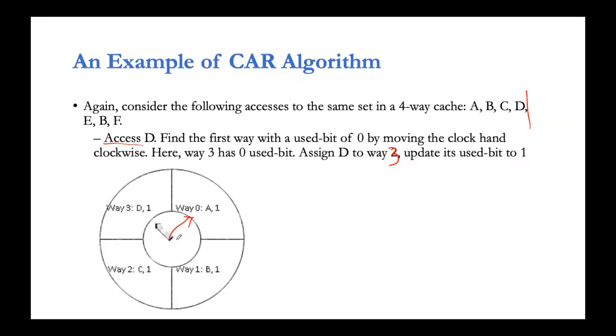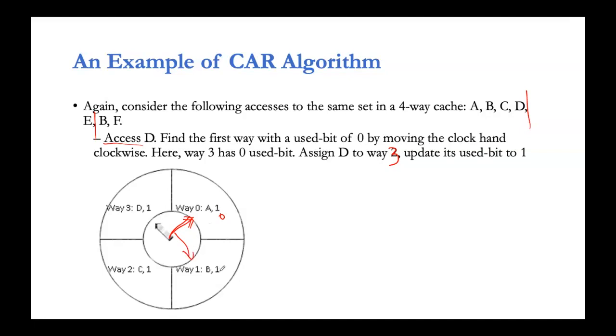The most important point in the CAR algorithm is that when the handle reaches way 0 again, and anything is accessed that is not there in the cache, then in the very first clock cycle, the CAR algorithm is going to set all these ones to 0.